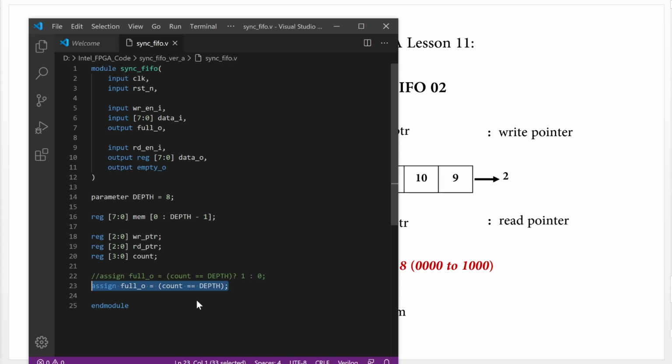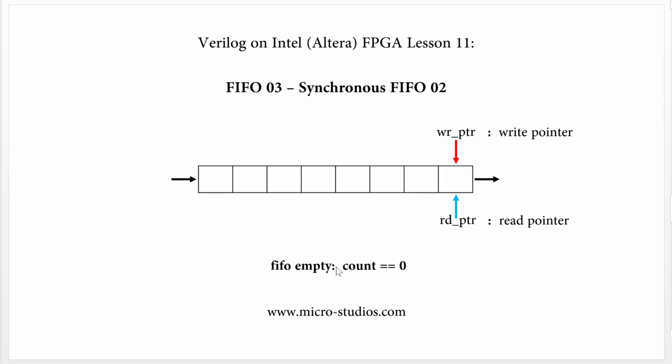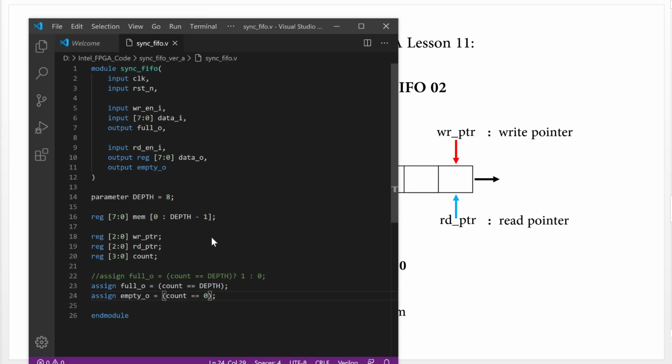Okay, so similarly, we can have the empty signal. For this one, the count equals 0, right? You can see from here, this is depth for FIFO full, and this is count for FIFO empty. Okay, so we already have the full and empty signal.